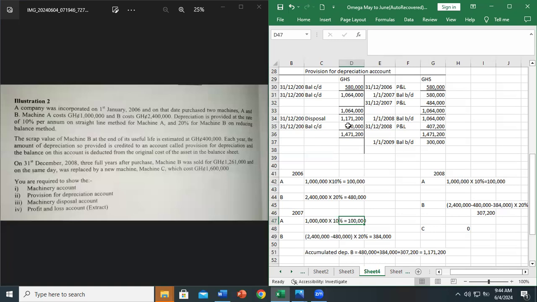Now let me hit again on the reducing balance. If you are using the reducing balance method, in the first year, it looks like the straight line because you apply on the cost. But in the next year, you have to less the previous depreciation from it before you apply the rate. And I think it's very simple. You don't have to bother your head about it.